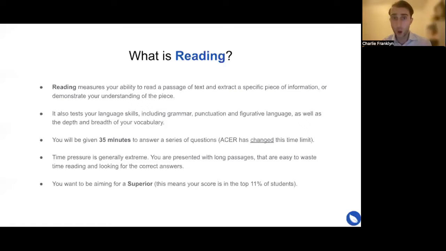In terms of what we know, there will be 35 minutes to answer a series of questions. ASA has changed this time limit, and there was one question in the chat box asking how many questions there are. From the official sources of information, we do not have a confirmation of the number of questions. My guess, or it looks very likely, is that it's going to be either 50 or 60 questions. That's most likely. But on the official ASA website, they haven't specified the number of questions.